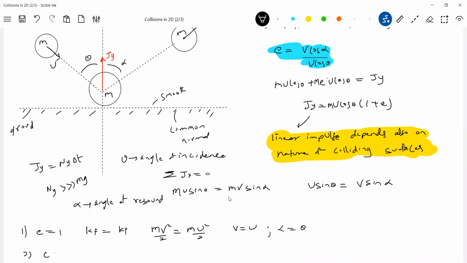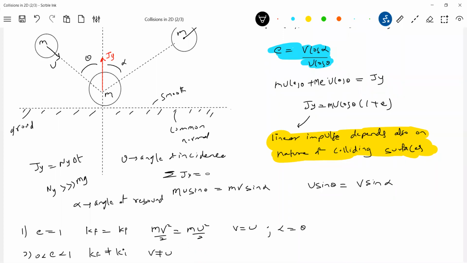Second case, if E is between 0 and 1, already we know it. If E is between 0 and 1, then Kf will be less than Ki, Kf not equal to Ki, better you write it. Then V not equal to u, then alpha not equal to theta. Or it can happen, V by cos theta. So this exclusively, let's not write anything for that one. So this is what happens.